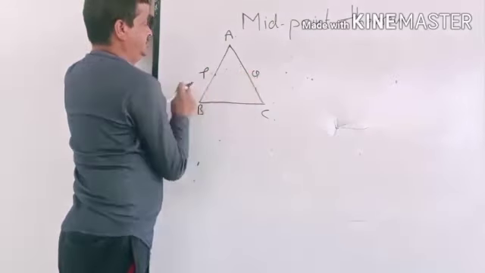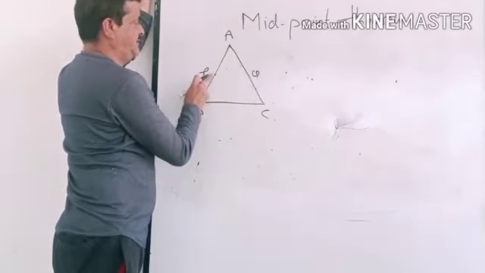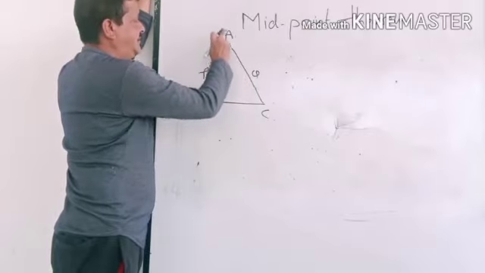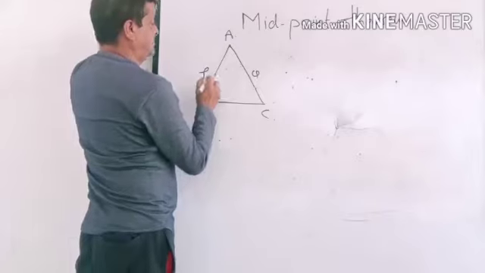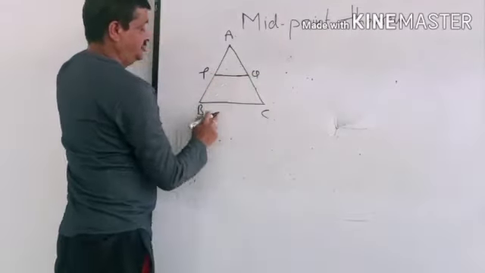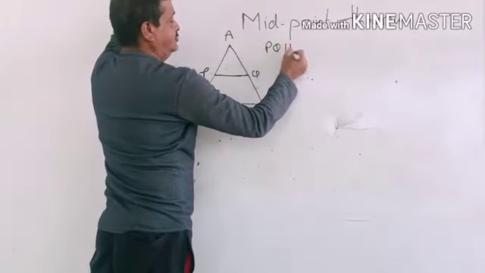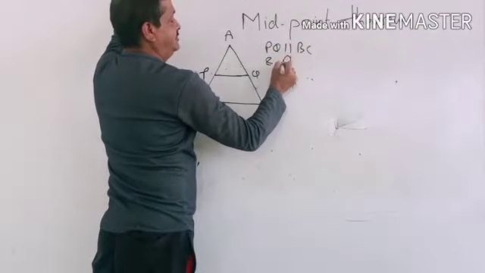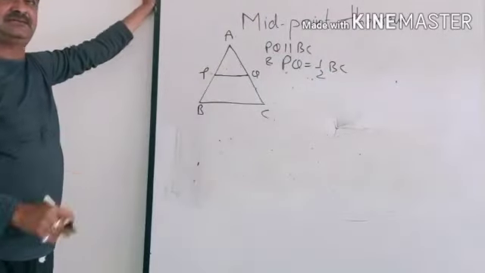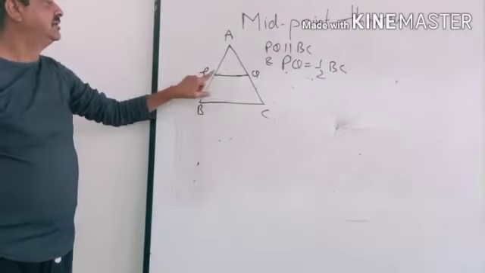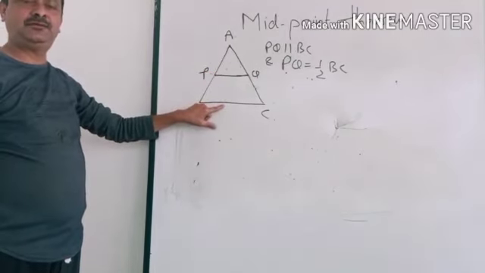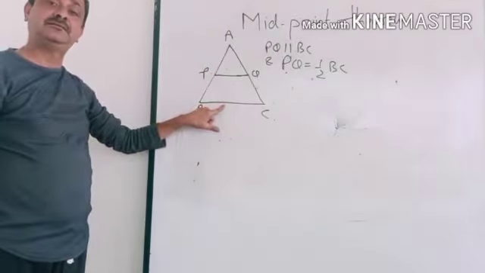two sides, the midpoint of AB is P, the midpoint of AC is Q. So two sides are AB and AC, and the theorem says that the line joining the midpoints of two sides, that is PQ, is always parallel to BC, and PQ is equal to half of BC. This is the theorem. In any triangle, the line joining midpoints is parallel to the third side and half of it in length. Clear?